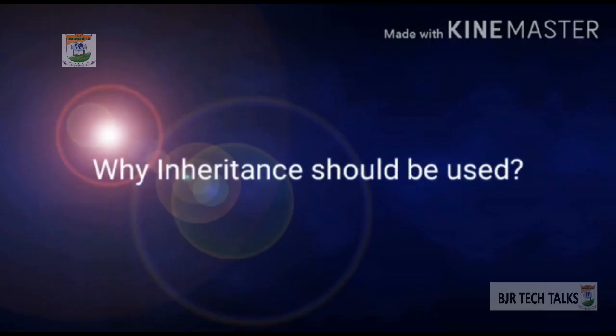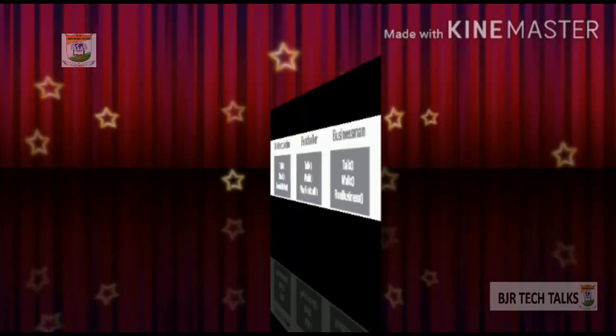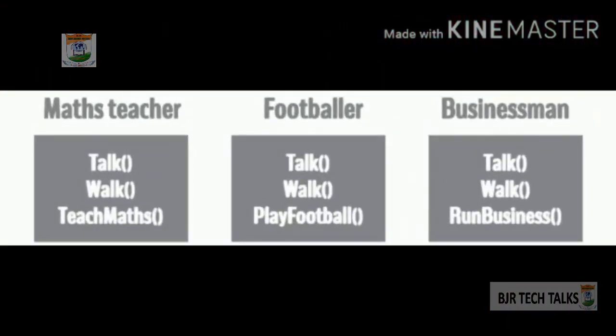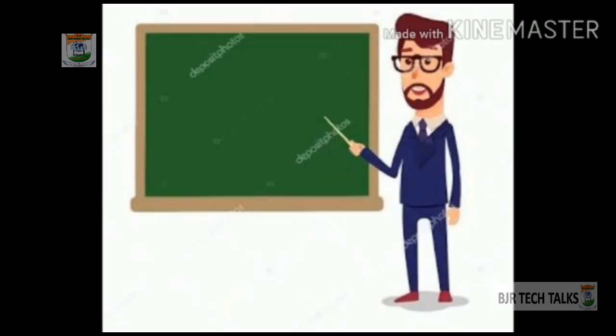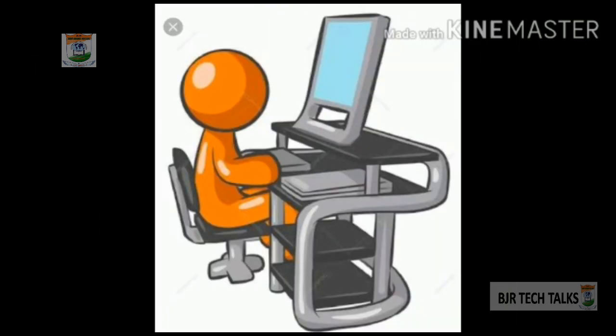Actually, why do we need inheritance, or why should inheritance be used? Suppose in our programming, we want three characters: a math teacher, a footballer, and a businessman. Since all three characters are persons, they can walk and talk. However, they also have some special skills. A math teacher can teach maths, a football player can play football, and a businessman can run a business.